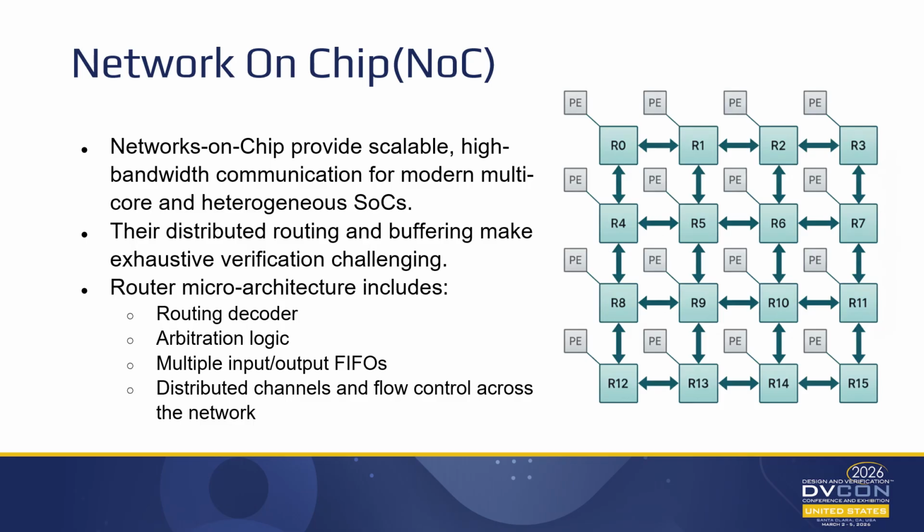As the figure shows, a NOC is arranged in a 4x4 mesh of routers connected with their respective processing elements. Each router includes routing decoders, arbitration logic, FIFOs, and multiple communication channels. The interaction of these components across the network leads to complex behaviors that make verification challenging.